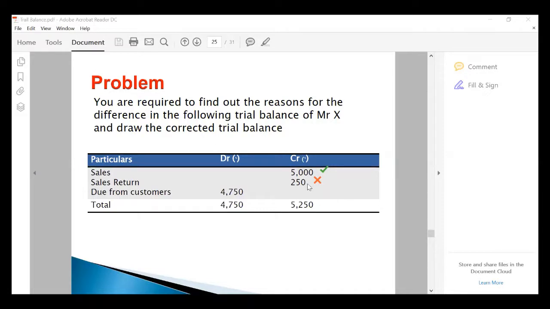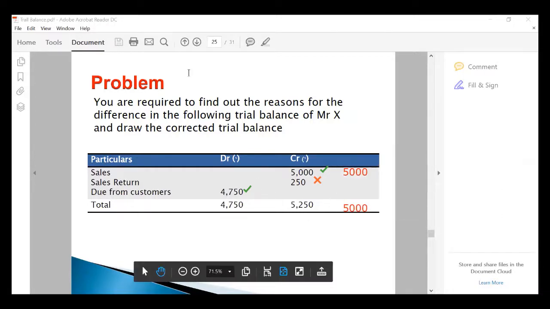What is sales return? Whatever I have sold, it is coming back. Due from debtor is debit. Correct. So this is wrong. Suppose if this comes this side, so here the total is, I will write like this. Here, this is right, 5,000. This is not there. So total is 5,000.